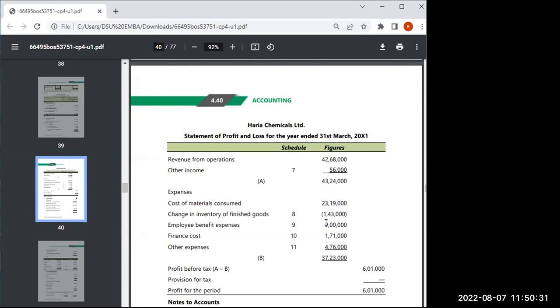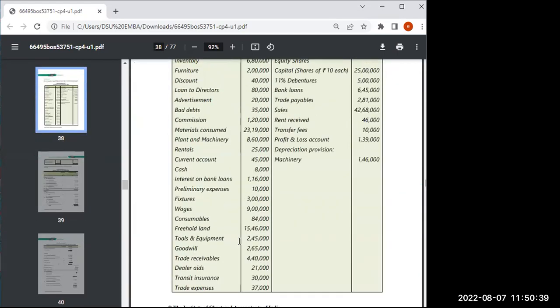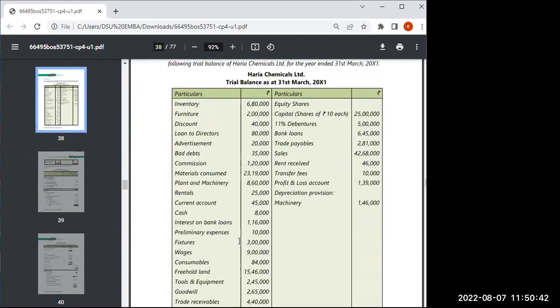Now we look for these 7 items. First one is cost of material consumed. Go to the trial balance. Expenditure will be in the debit side. So debit side, look at the cost of material consumed. It is given there, material consumed. How much?